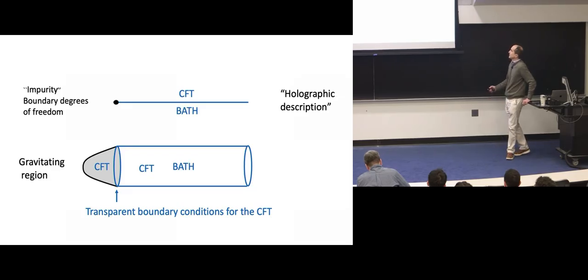In a holographic description, we would say that we have some CFT, and we have some impurity, so some degrees of freedom here at the end, some boundary conditions, and at the boundary we could have some localized degrees of freedom, and in principle some boundary Hamiltonian. That's the setup. Hopefully this setup is clear.